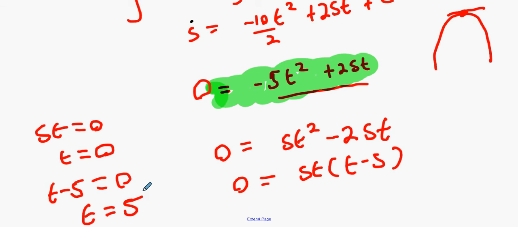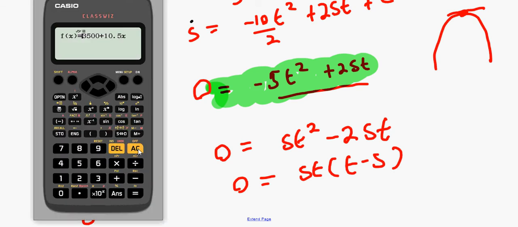Is that alright? How would you check your answer? If you go to your table function and you do minus 5x squared plus 25x, and you just delete the second one, I don't want that. And you do it from 0 to 5. Oh, sorry, not even 0 to 5. Do 0 to like 20, step of 1. Where do you know your maximum is?